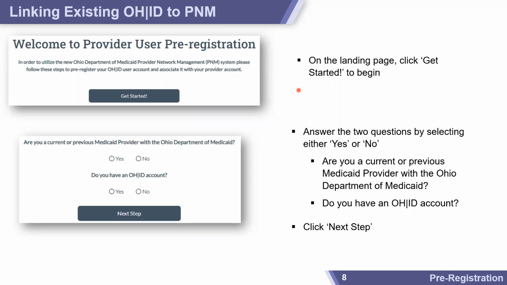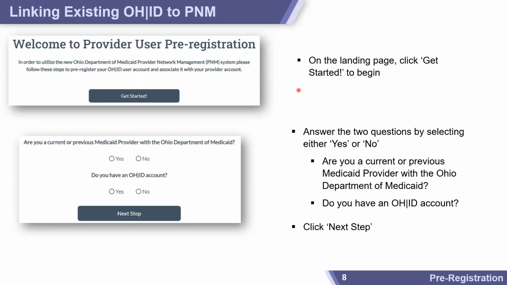And then the second question is, do you have an Ohio ID account? And that's a yes or no question as well. So based on those questions and your answers, you would answer the questions either yes or no, and then click the next step button to move on. So for the purposes of our training right now, let's say we answered yes to both those questions. We're a current or previous Medicaid provider with the Ohio Department of Medicaid, or we complete things on behalf of a provider, and we have an existing Ohio ID account.